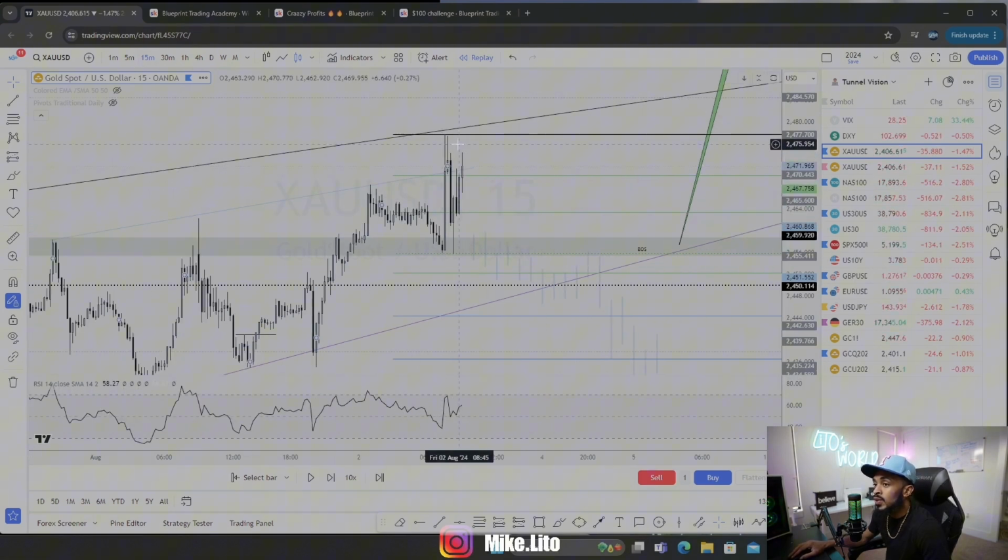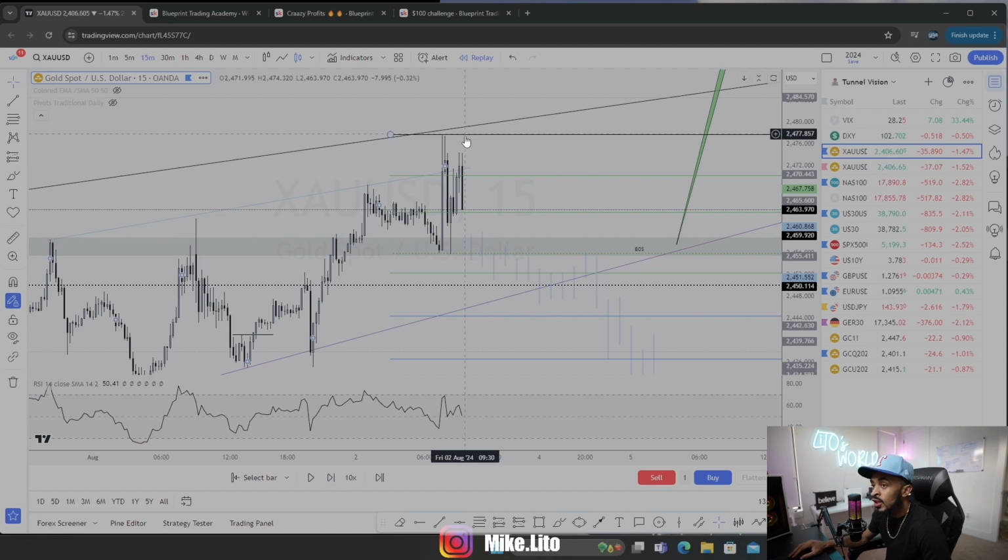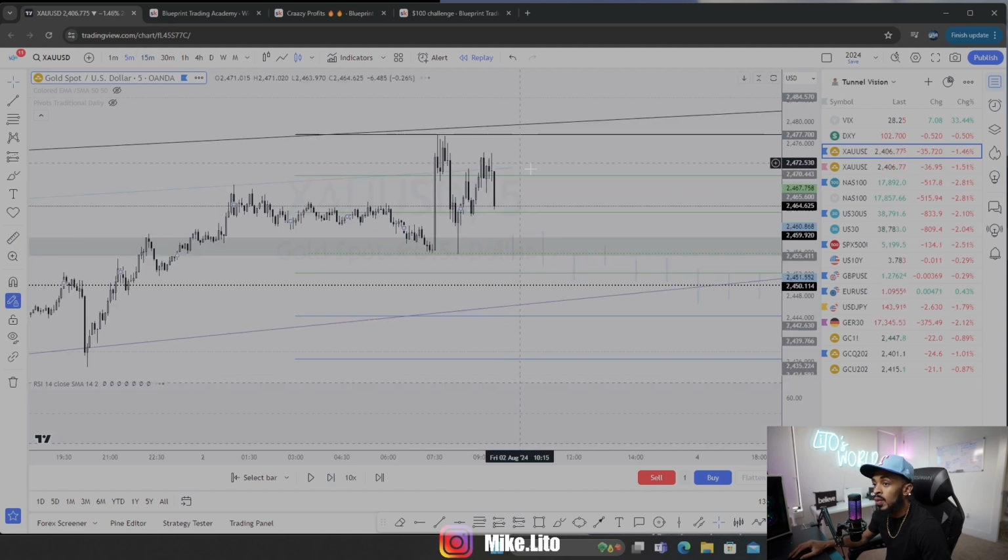Once I saw price begin to come up here and begin to reject, I started to see a lower high being formed on my M5 time frame.